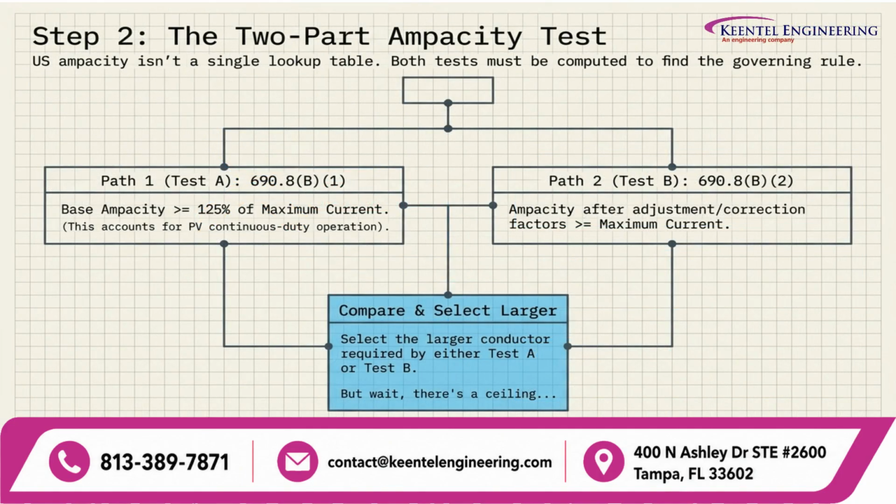Ampacity sizing under the NEC isn't just looking up a single number. You must evaluate 2 distinct paths under NEC 690.8(B). Path 1, or Test A, verifies that the conductor's base ampacity is at least 125% of the maximum continuous current. Path 2, or Test B, applies all thermal and raceway adjustment factors to ensure the derated ampacity carries 100% of maximum current. You must select the larger conductor required between Test A and Test B, while remaining aware of equipment termination limits.